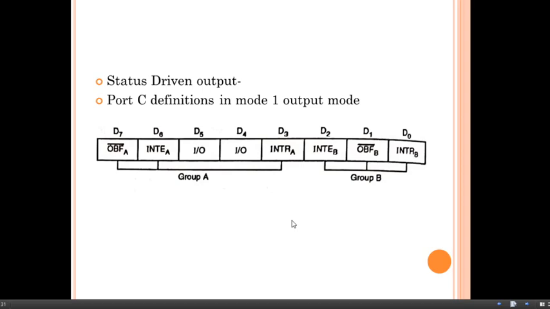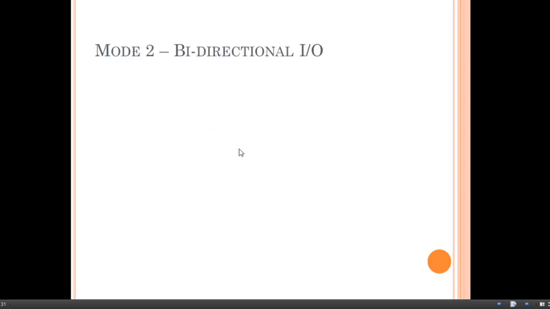In case of status driven output, port C is used for this handshake purpose, and these are the definitions in mode 1 output mode for port C. Here D0, D1 and D2 bits are for group B, D3, D6 and D7 are for group A, and D4 and D5 are simple input output signals.